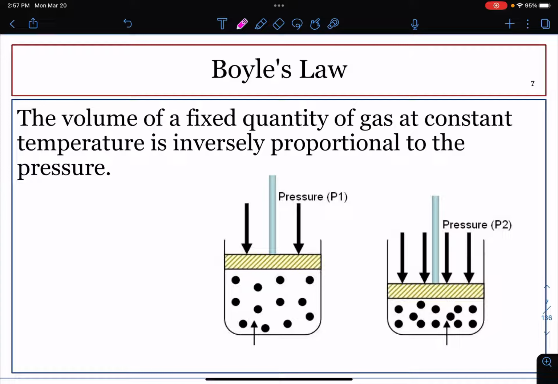Now let's go ahead and discuss Boyle's law and how all of these different variables, volume, pressure, temperature, and moles, are related to each other. Boyle's law says that when the quantity of gas is unchanging, as well as the temperature is unchanging, then the volume is inversely proportional to the pressure.